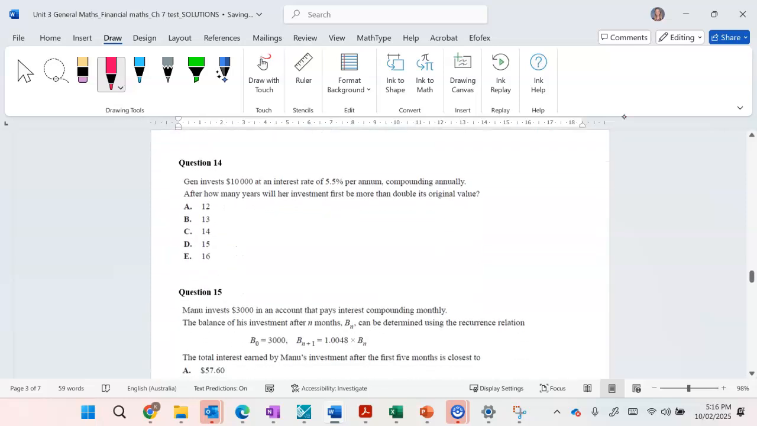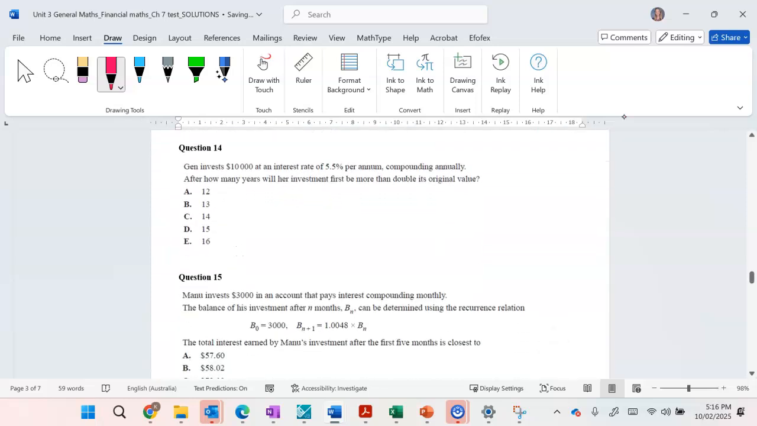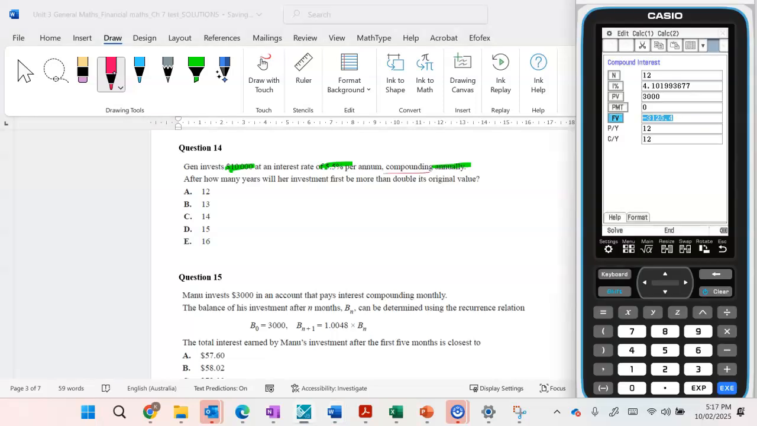All right, moving right along. Question 14. Jen invests $10,000 at an interest rate of 5.5% per annum, compounding annually. After how many years will her investment first be more than double its original value? So it's compounding, clear giveaway. We're just going to type this into the calc. So edit, clear the page. All right, so after how many years? That's what we've got to work out.